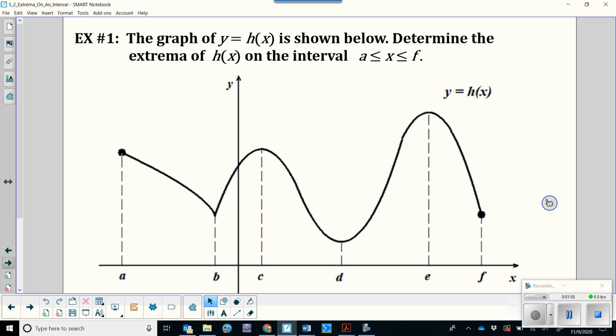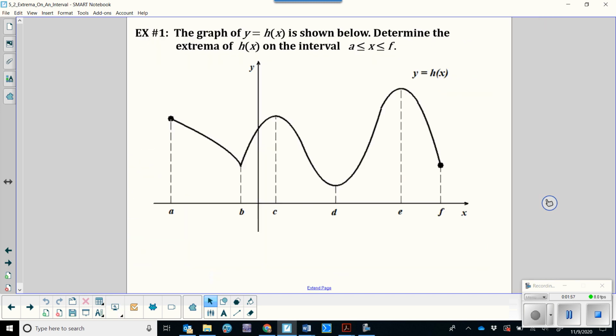If we look at this picture, it shows some extrema, and we're going to label some extrema here by looking at some different points. Let's look at some clear points here. Let's not worry about the endpoints, because neither of these endpoints is the largest or smallest value. So we're not going to answer anything about A or F.